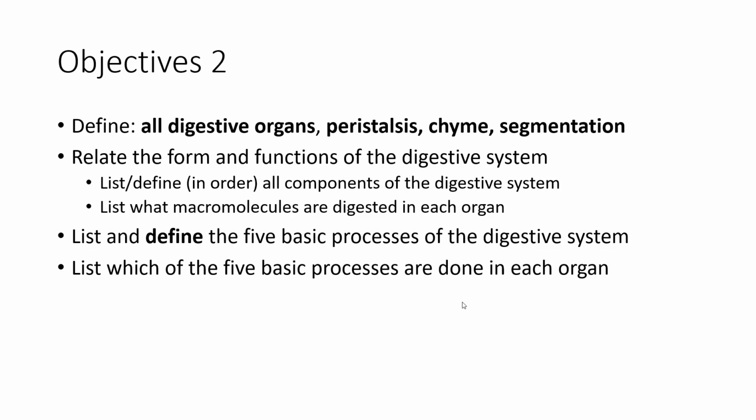List and define, in order, all components of the digestive system, including the accessory glands. List what macromolecules are digested in each organ. Be able to list and define the 5 basic processes of the digestive system, and list which of the 5 basic processes are done in each organ.